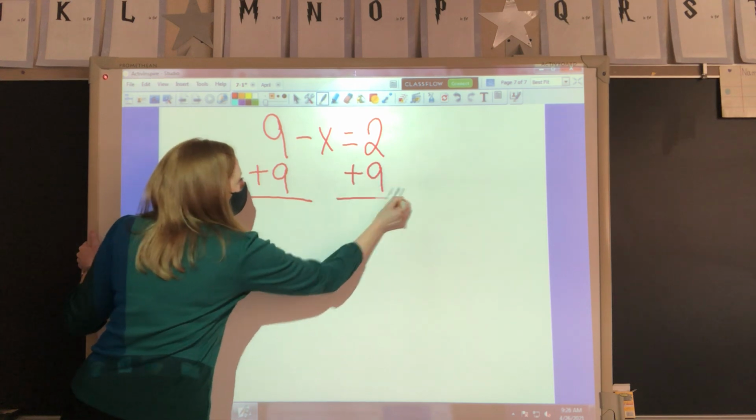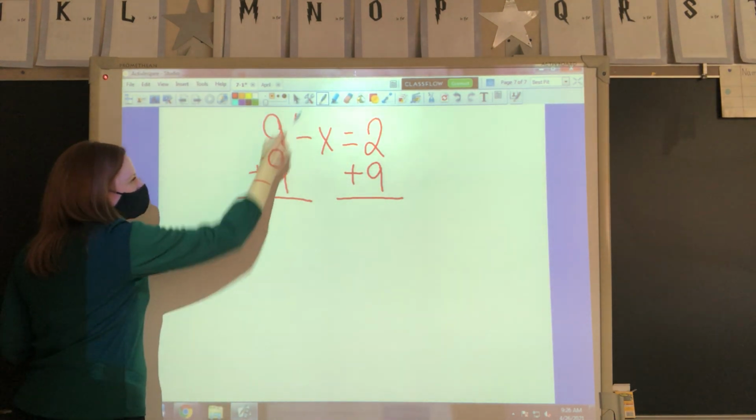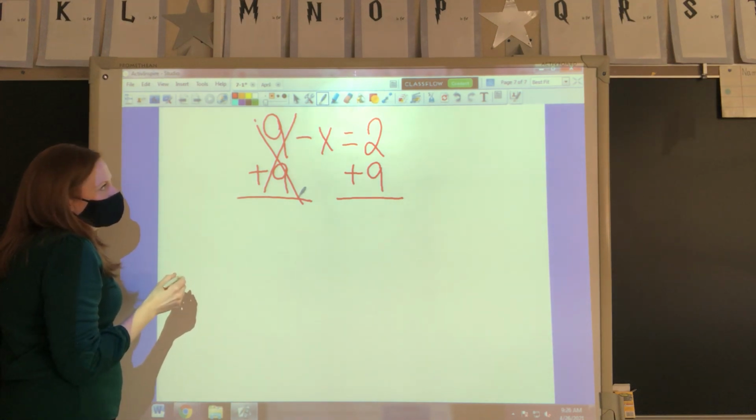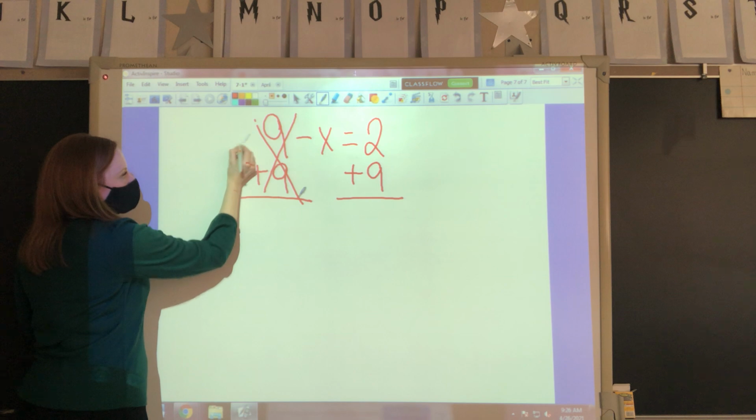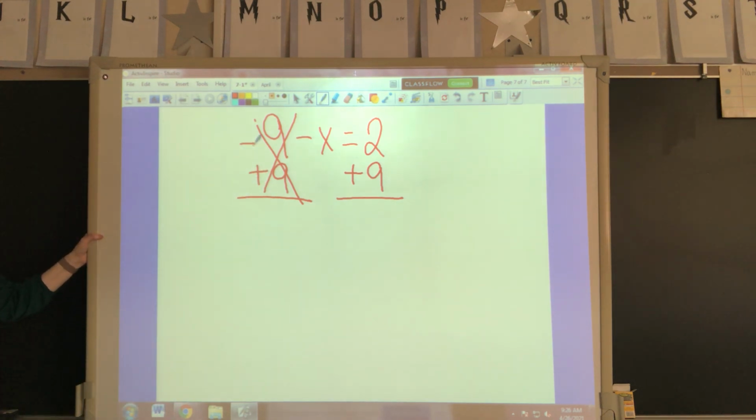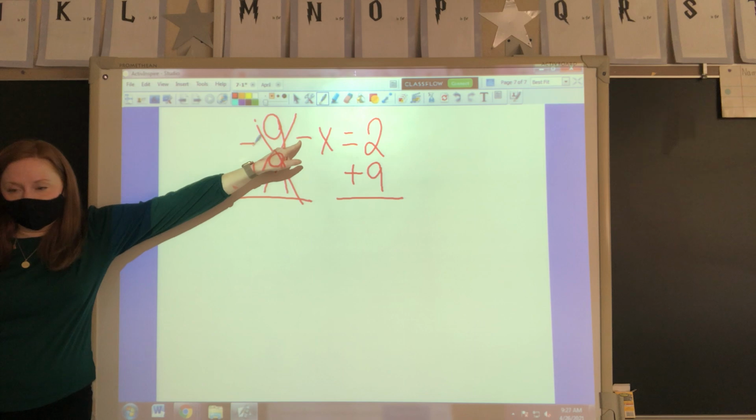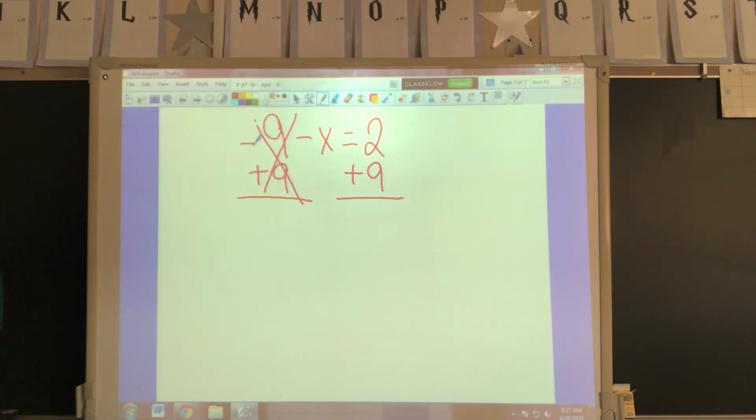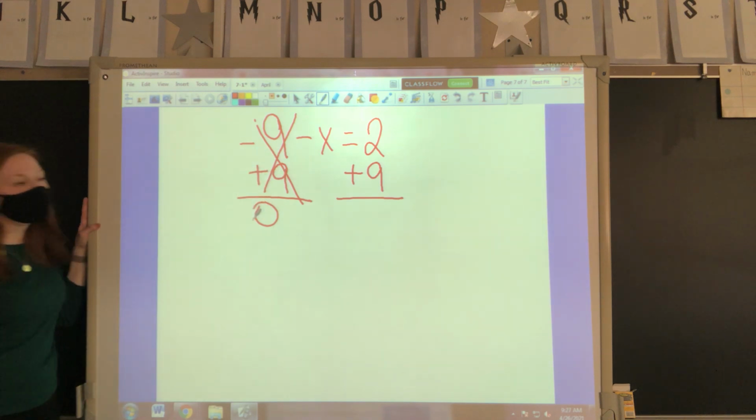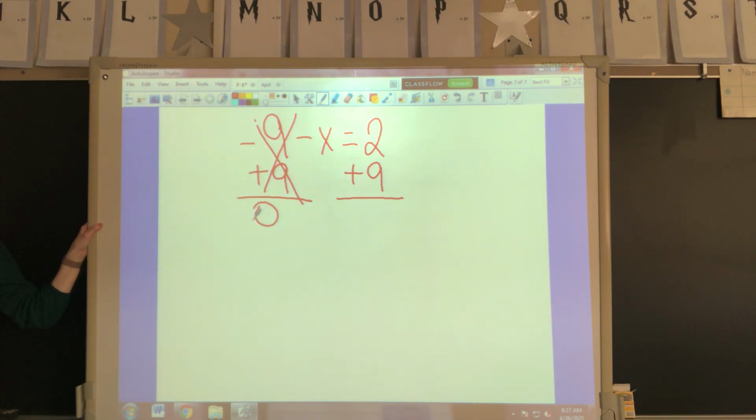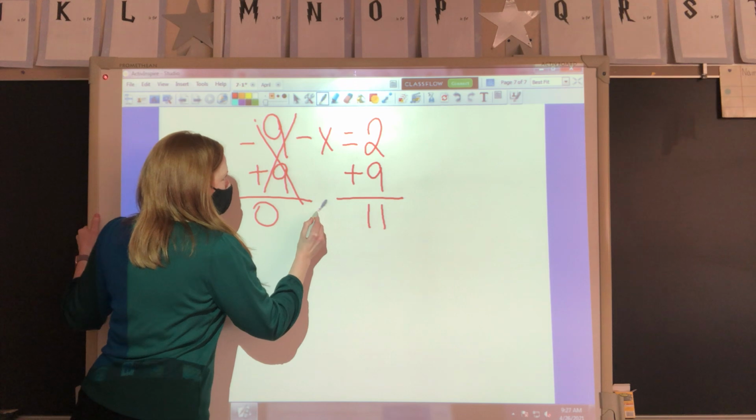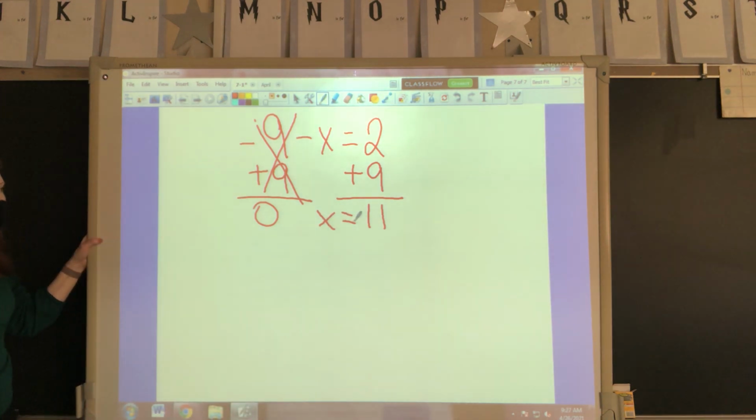The more important part, though, is doing the other side of it. So 9 plus 9, and it's actually negative 9, right? Because we have our minus sign. Does that make sense? You're not doing positive 9 plus 9. That would be 18. That would make no sense. We're doing the opposite. So it's negative 9, since it's a minus, we want to get back to 0. So it equals 0. What's 2 plus 9 though? Maddie? 11. So x equals 11.